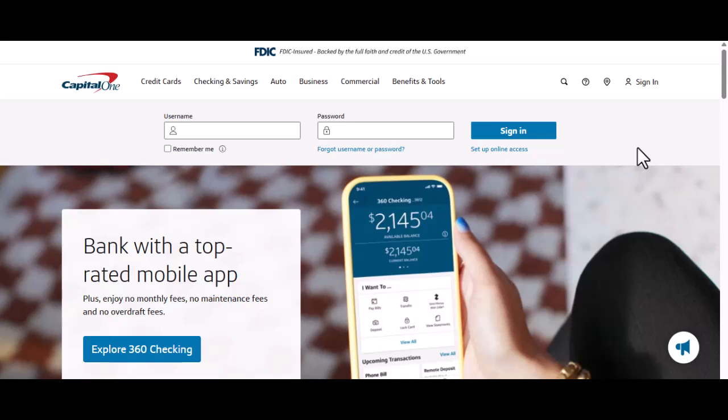Feeling frustrated by paper paychecks and waiting for funds to clear? What if I told you that in just a few simple steps, you could get your paycheck deposited directly into your Capital One account, potentially up to 2 days early, and totally free?